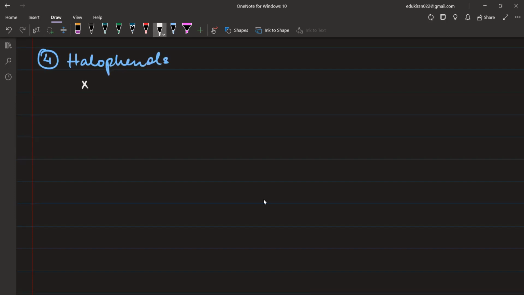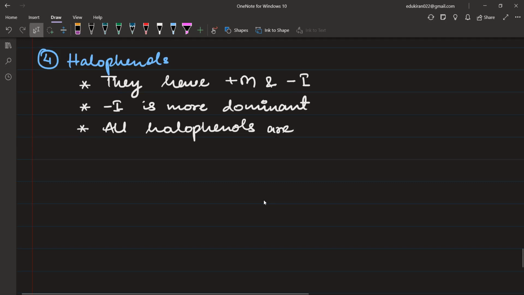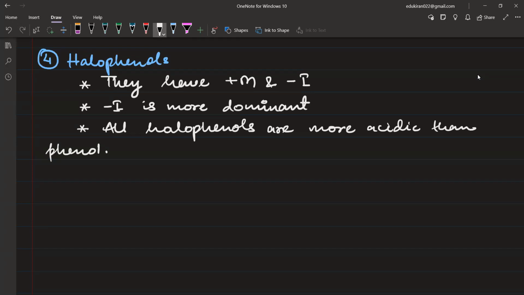Halophenols. They have plus M and minus I. Right, next. Minus I is more dominant. All halophenols are more acidic than phenol. ठीक है, इसमें भी which will be most acidic, the one which is nearest. तो nearest कौन सा होगा? Ortho. Halophenol will be nearest, followed by meta and followed by para. ठीक है.